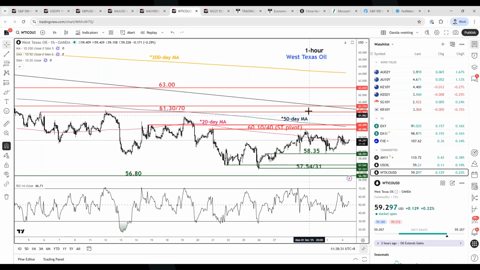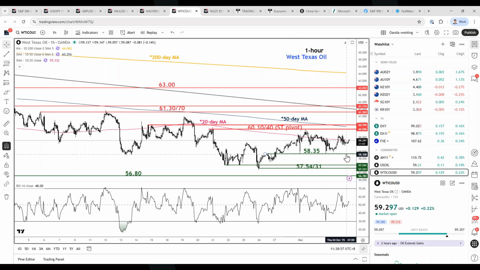Lastly will be the West Texas oil. So West Texas oil also traded sideways below the 50-day moving average, which was yesterday's pivotal resistance zone at 60.10, 60.40. So still no change, still maintain that bearish bias below 60.10, 60.40, short-term pivotal resistance zone. First support level to watch will be Tuesday US session low at 58.35. That also confluences with the low on Monday Asia session.